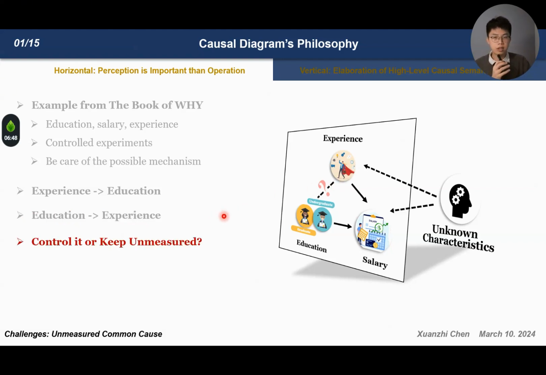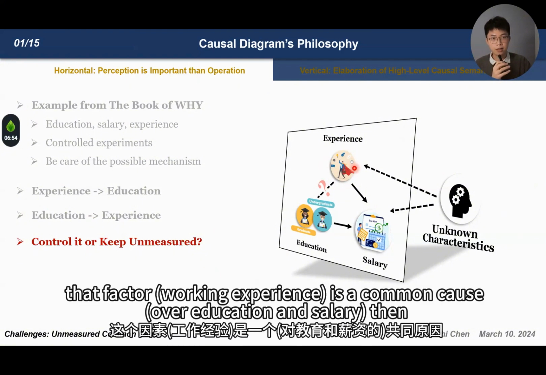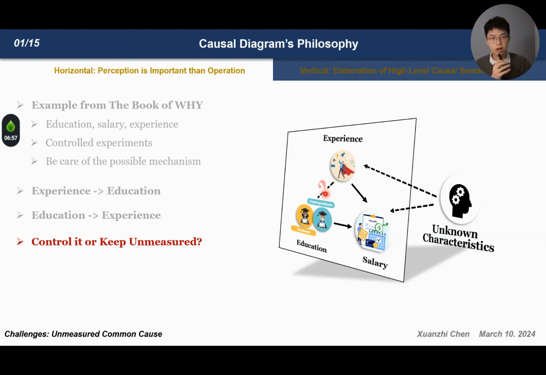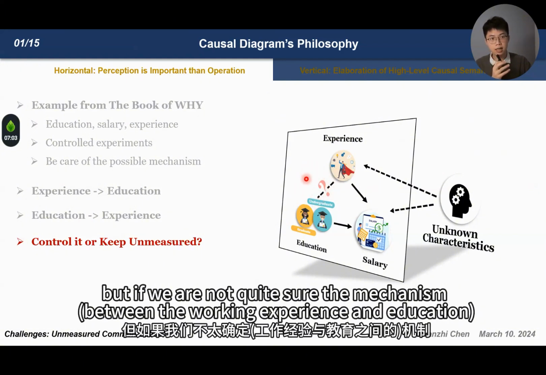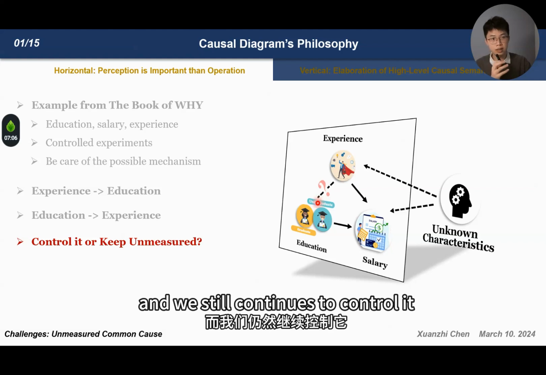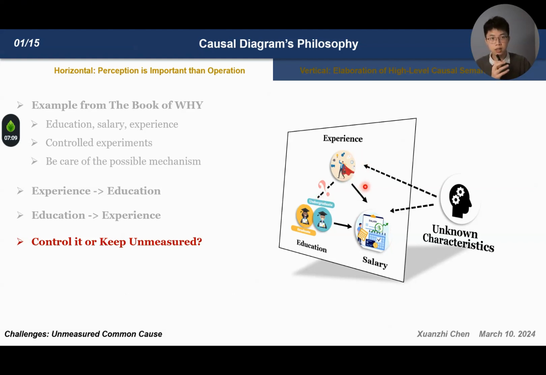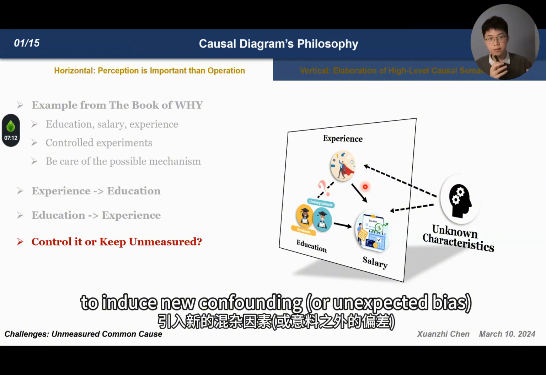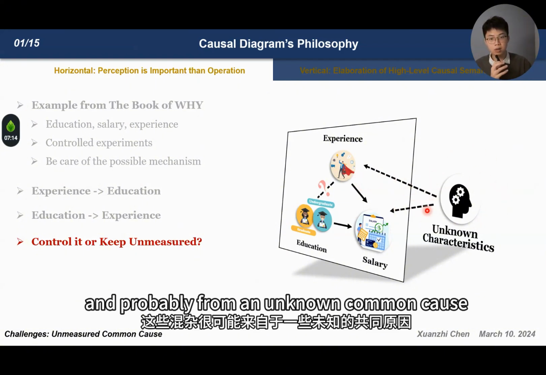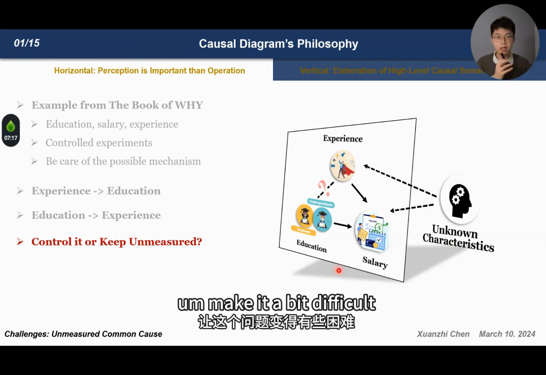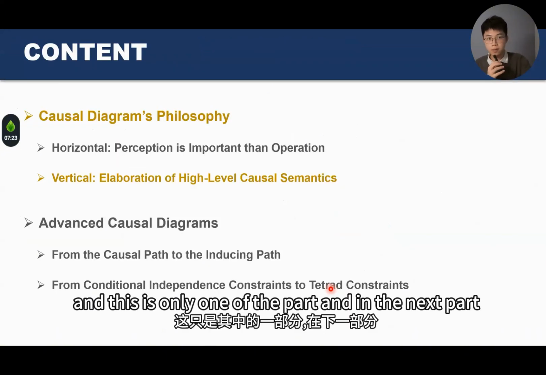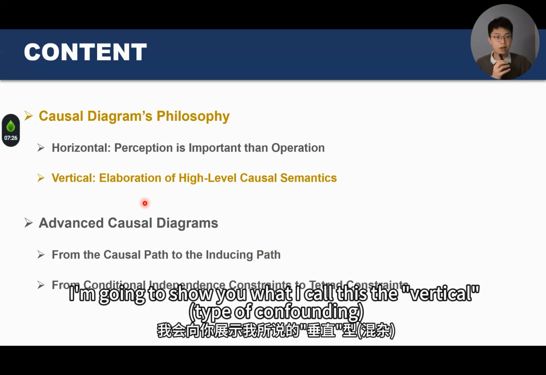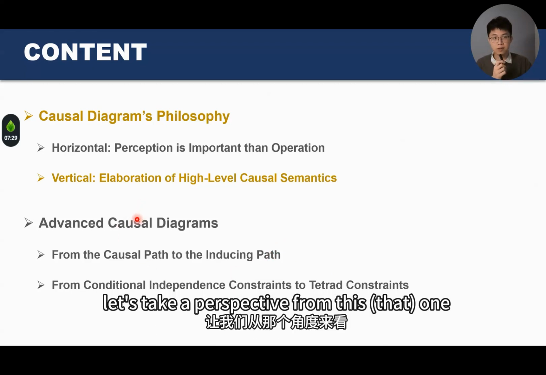But you see, even for the common cause we are able to measure, we still have the question: should we control it or keep it unmeasured? If we are sure that factor is a common cause, then we should control it, and this will help us remove bias. But if we are not quite sure of the mechanism and we still continue to control it, then we might sometimes open a door to induce new confounding, probably from an unknown common cause. This makes the problem of the latent confounder a bit difficult. And this is only one part. In the next part, I'm going to show you what I call the vertical. Let's take a perspective from this one.